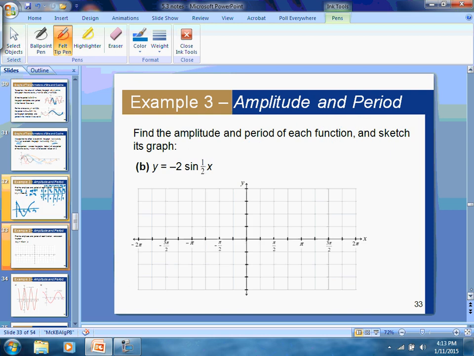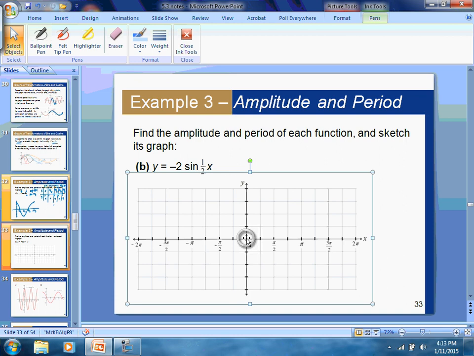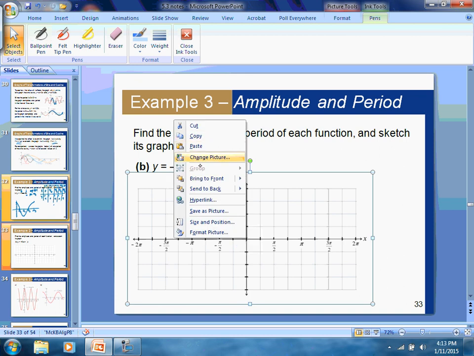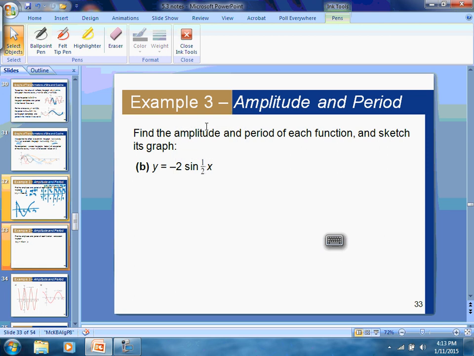Okay, so let's try another one, and I'm going to see if it'll let me select this graph and delete it. No, I can cut it. Okay, and then again, we're going to find the amplitude, and then we're going to find the period, and then we'll make our table of values, and then we'll make our graph.